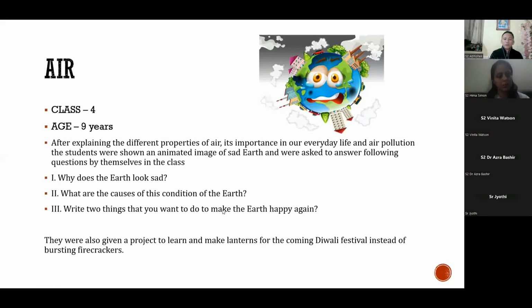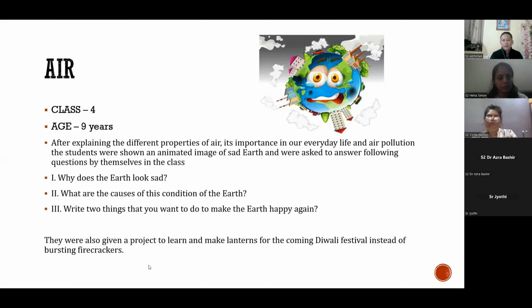And maybe some will come up with answers such as don't burn plastics. These are the things which students will think themselves, and they will realize it, and they will put it in writing. This way I try to embed one of the social justice sustainable development goals, which is goal number 13, which talks about taking care of our climate and our earth.